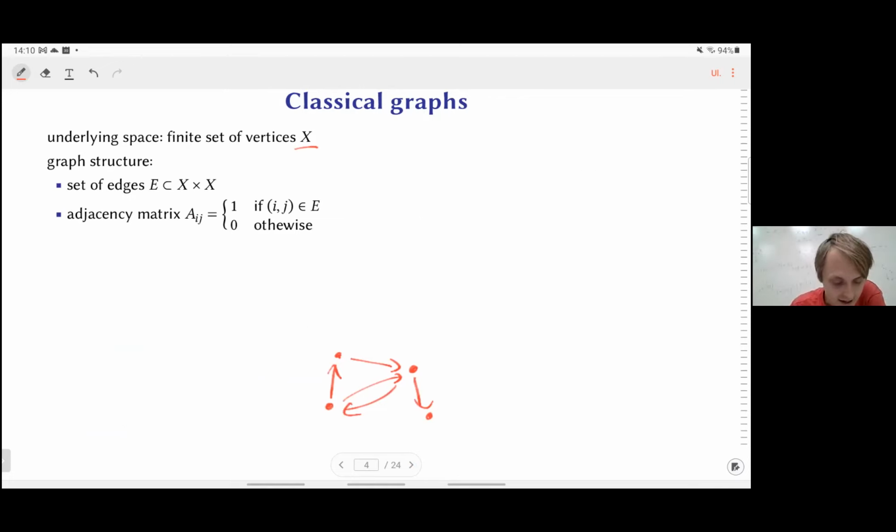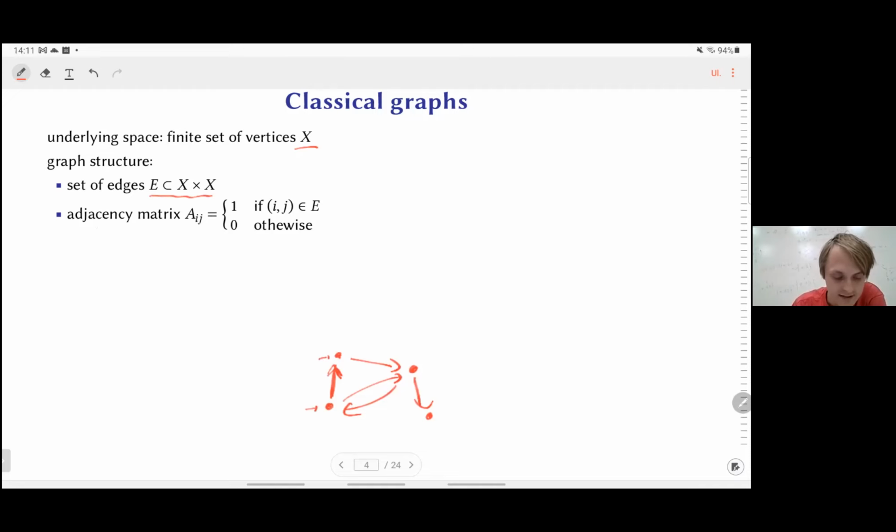And then the actual graph structure is given by the edges. And how to describe edges? There are two approaches here. Classically, either we consider the set of edges as a subset of this Cartesian product. So for instance, if this edge is the ordered pair of this and this vertex, right?